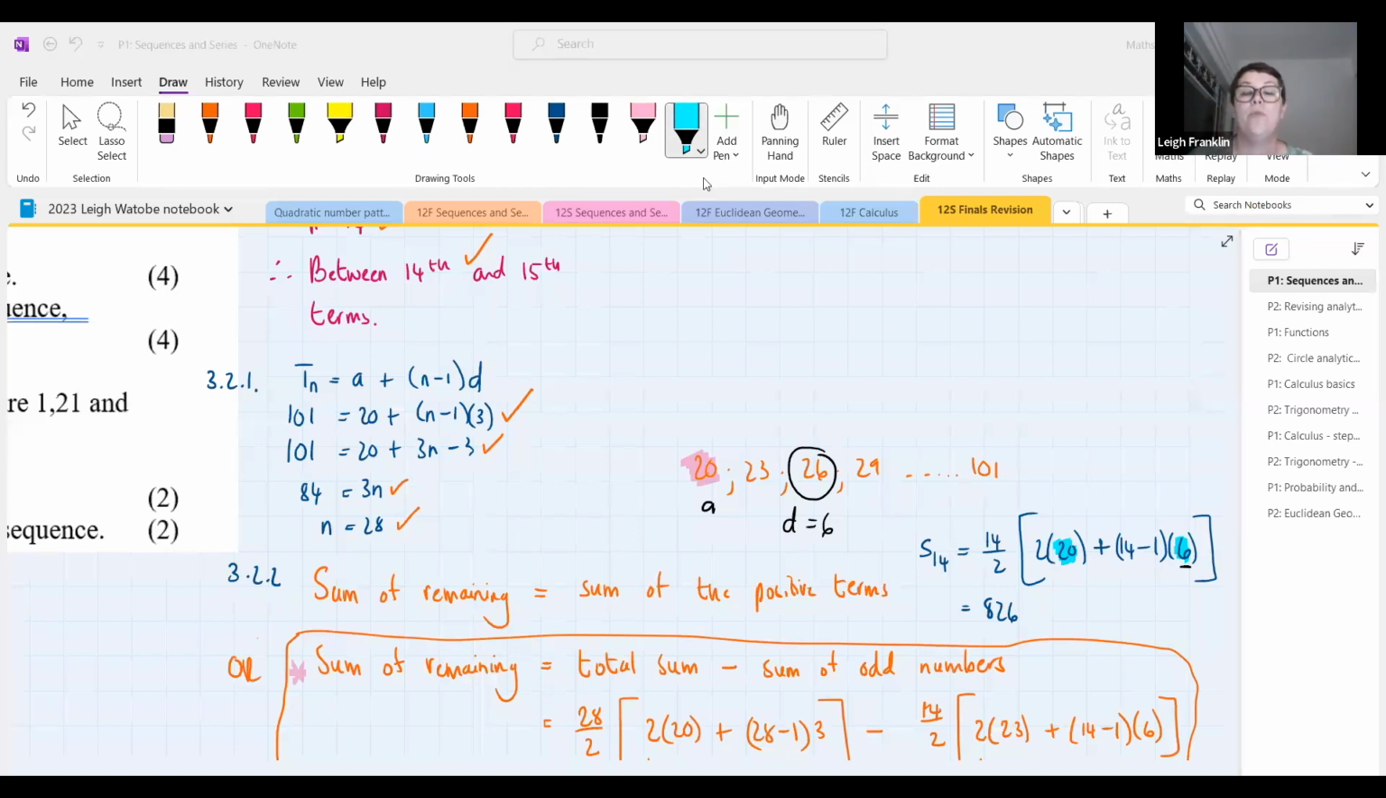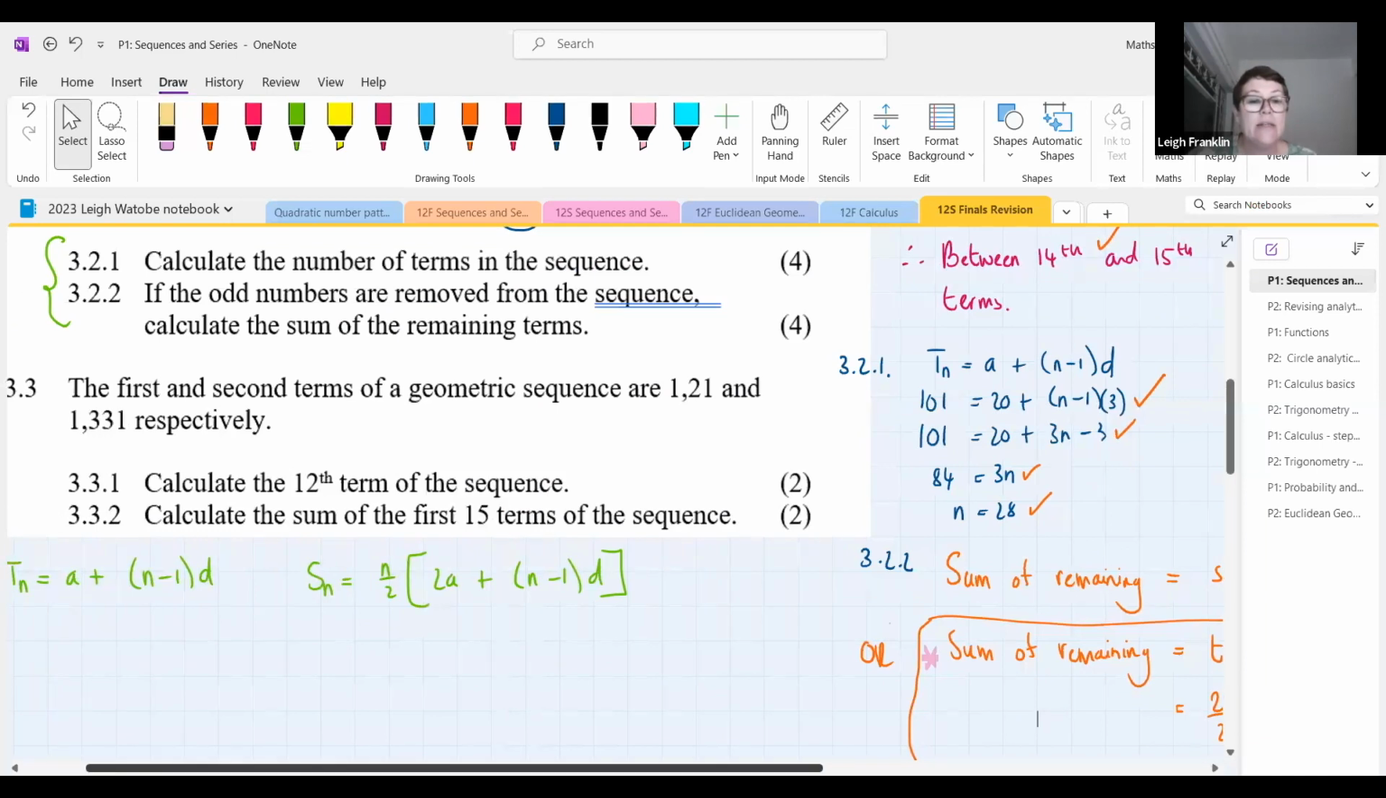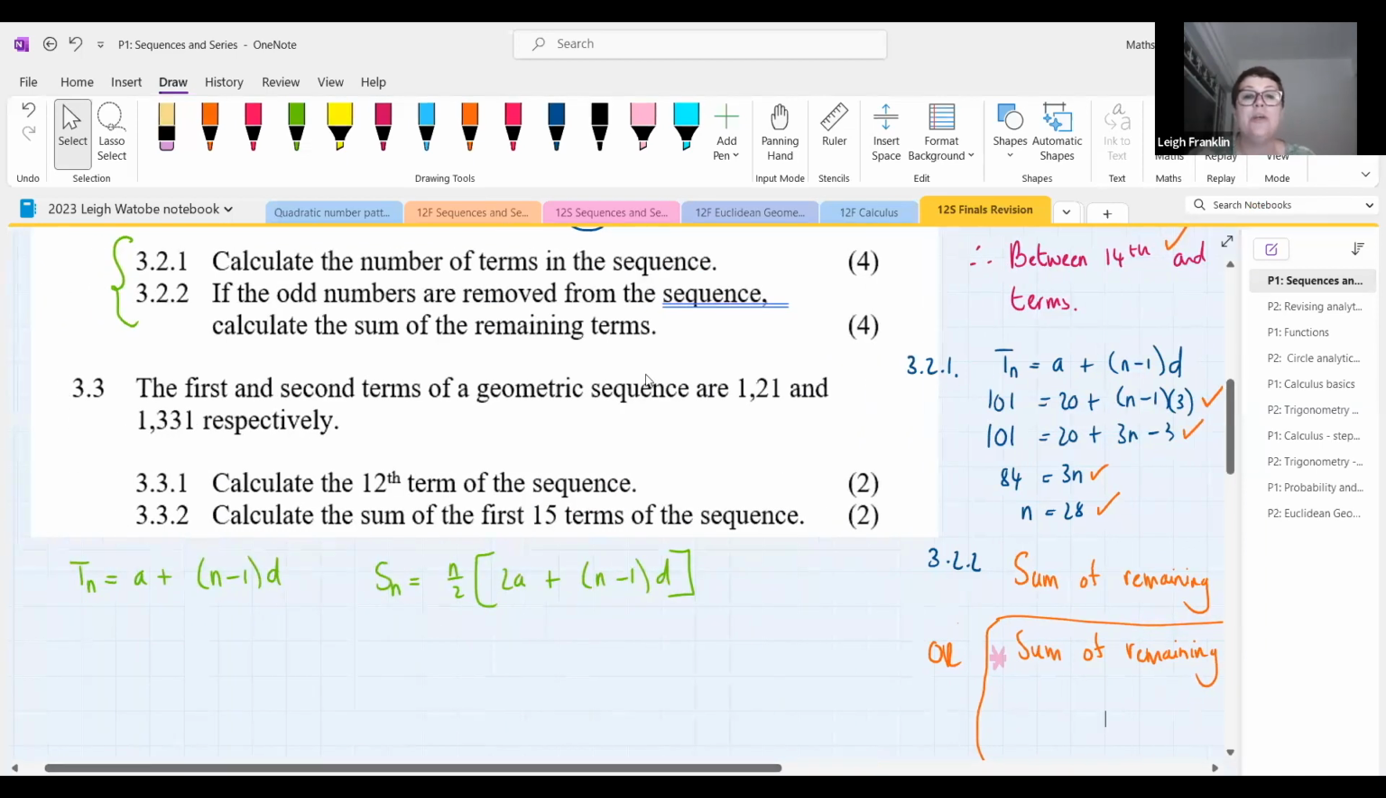Okay, no problem. All right, cool. So let's go and have a look at the last couple of questions, which are on geometric sequences. They tell us that the first and the second terms of a geometric sequence are 1,21 and 1,331 respectively. In 3.3.1, they want us to calculate the 12th term of the sequence, and in 3.3.2, the sum of the first 15 terms.